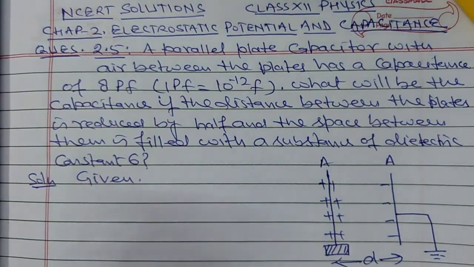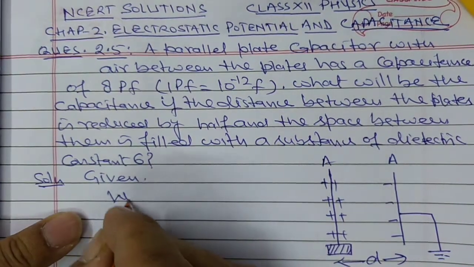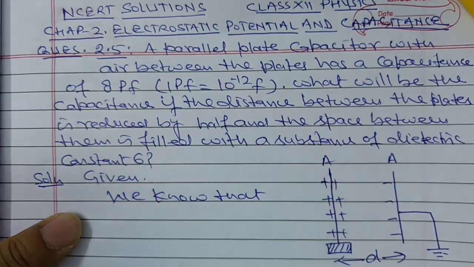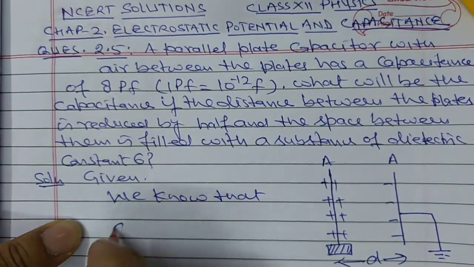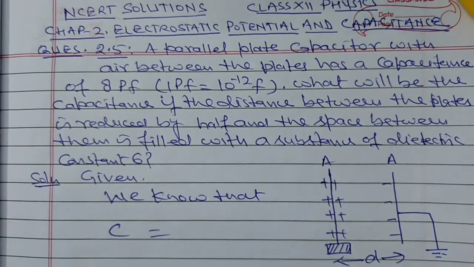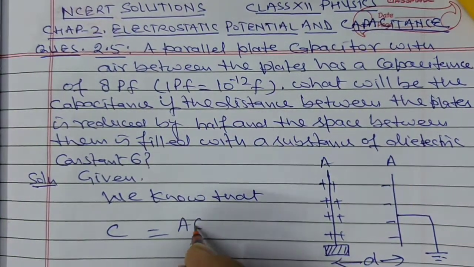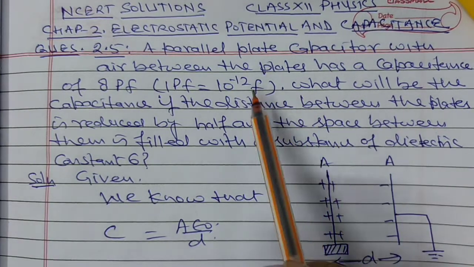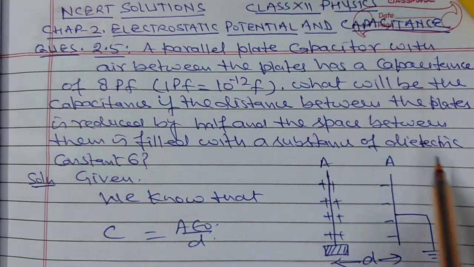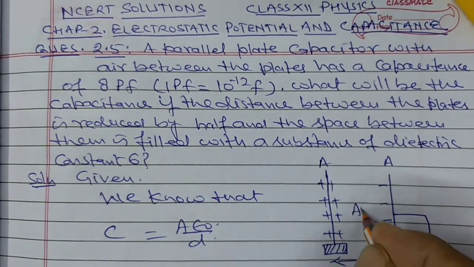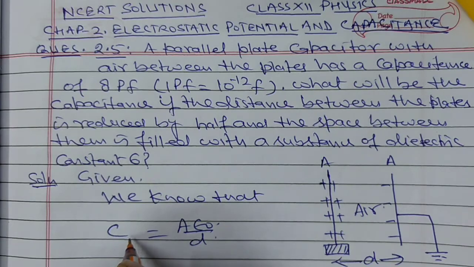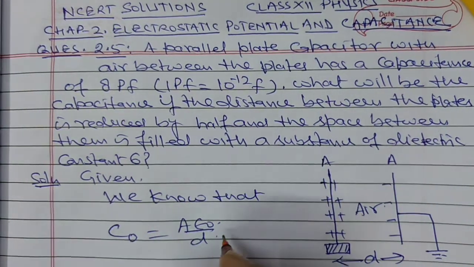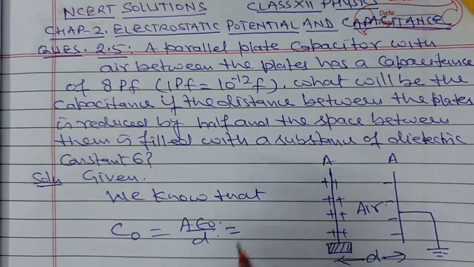And we know that the capacitance of a parallel plate capacitor C is equal to A epsilon naught upon d. The question says that between the two plates there is air, and in the case of air this capacitance is denoted by C naught, and given that this capacitance is equal to 8 picofarad.